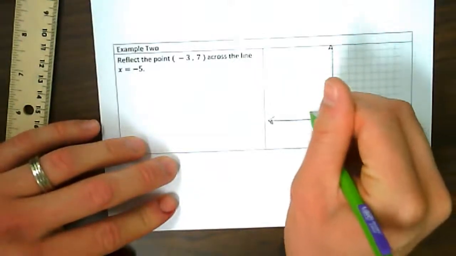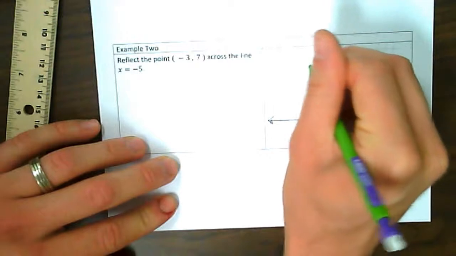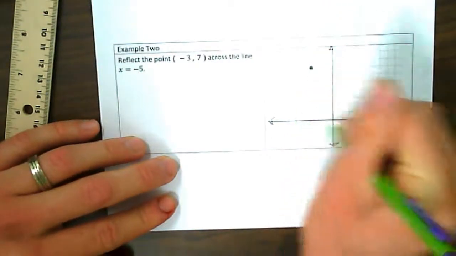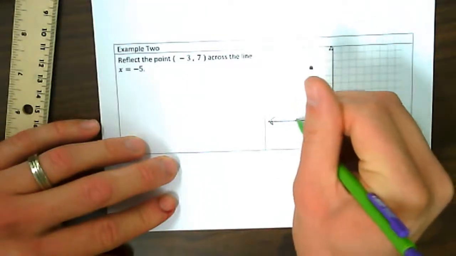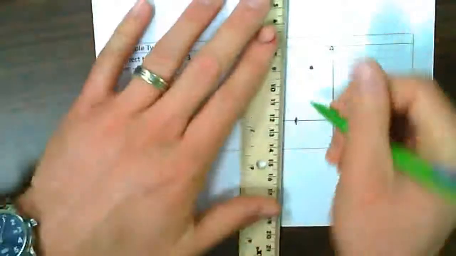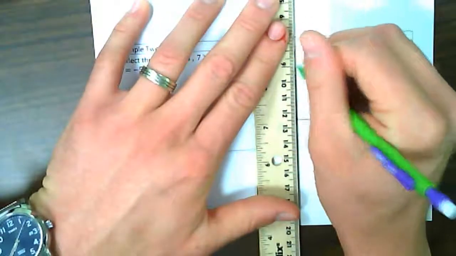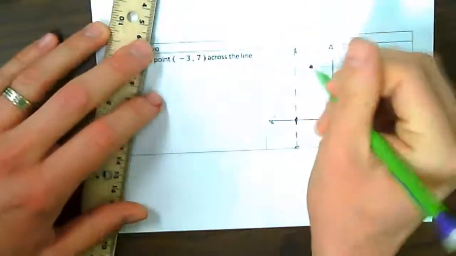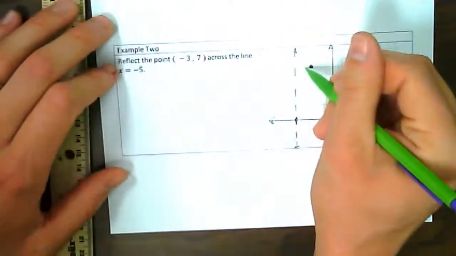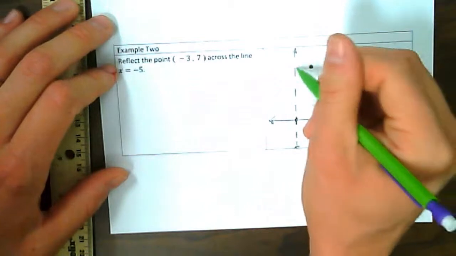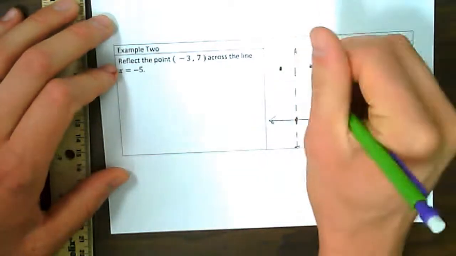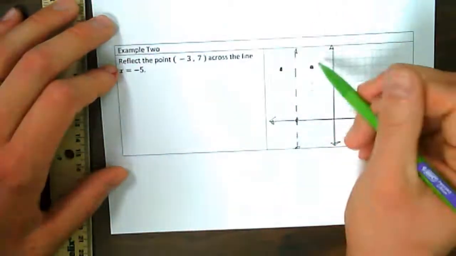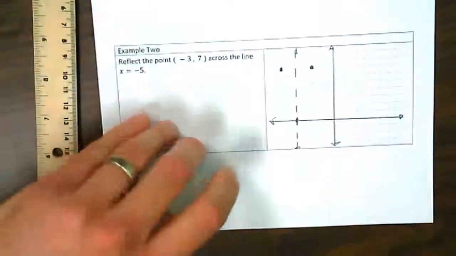So 1, 2, 3, 1, 2, 3, 4, 5, 6, 7. Across the line x = -5. So x is the horizontal axis, so I'm going to go over 1, 2, 3, 4, 5, and draw a dotted line at x = -5. And then see how the point is 2 to the right. So that's the pre-image. The image will be 2 to the left. So if we wanted to label these, that would be the pre-image, that would be the image.